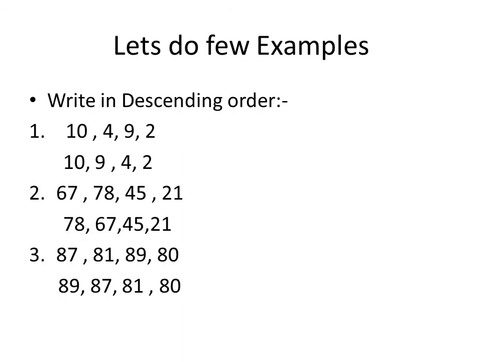So let's do a few examples. Here in the first example, I have 10, 4, 9 and 2. According to rule number 1, the number with the greatest number of digits we write first. So in this question, 10 has 2 digits, so we write 10 first, after 10, 9, then 4 and then 2 will come.